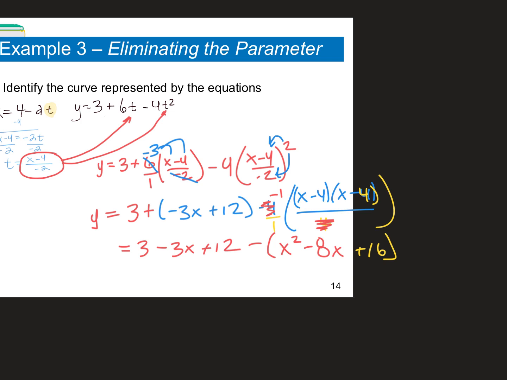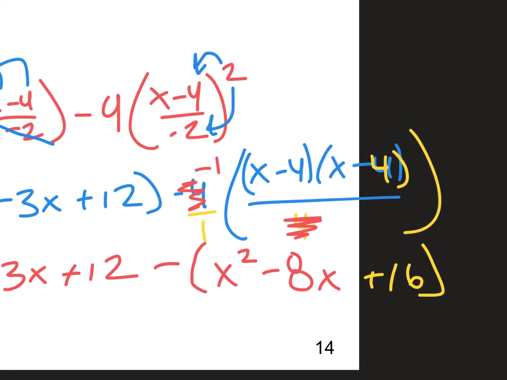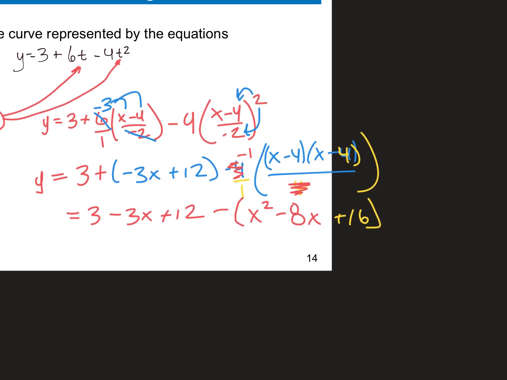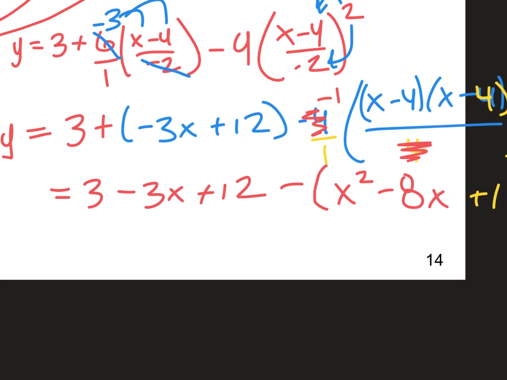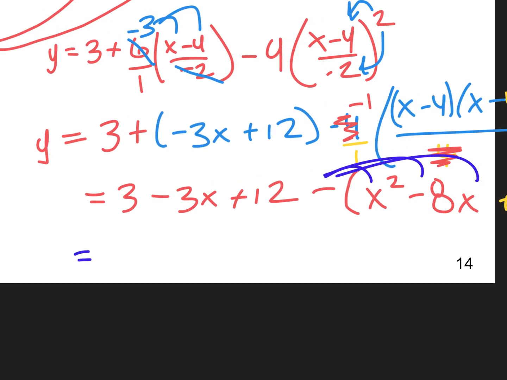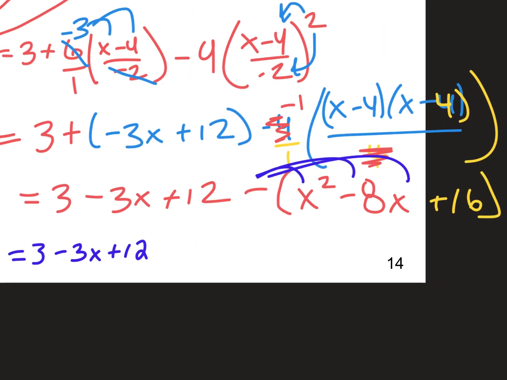You guys agree? X times x is x squared, then x times -4 plus -4 times x is minus 8x, and then -4 times -4 is 16. Okay. Now, before I can do any more combining, what do I have to do with that negative sign? I have to distribute it. It's got to go there, there, and there. So I'm going to write everything out. I have 3 minus 3x plus 12 minus x squared plus 8x minus 16.